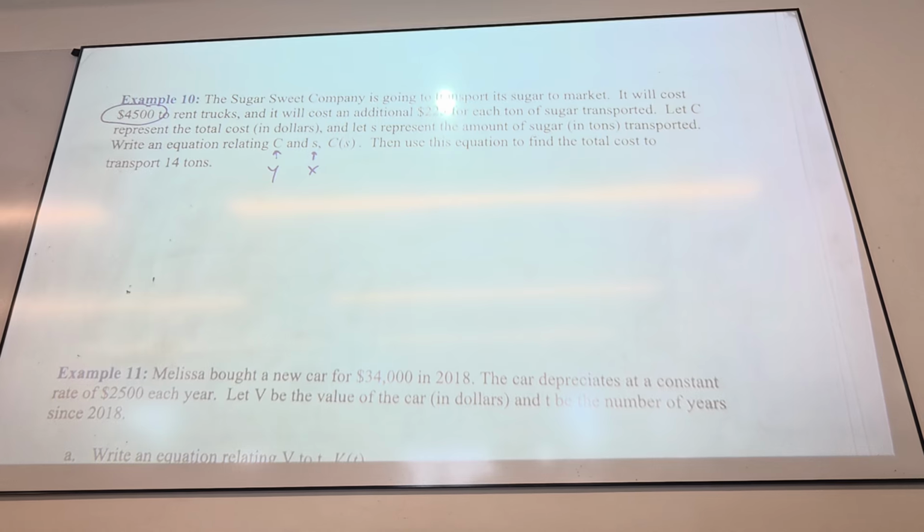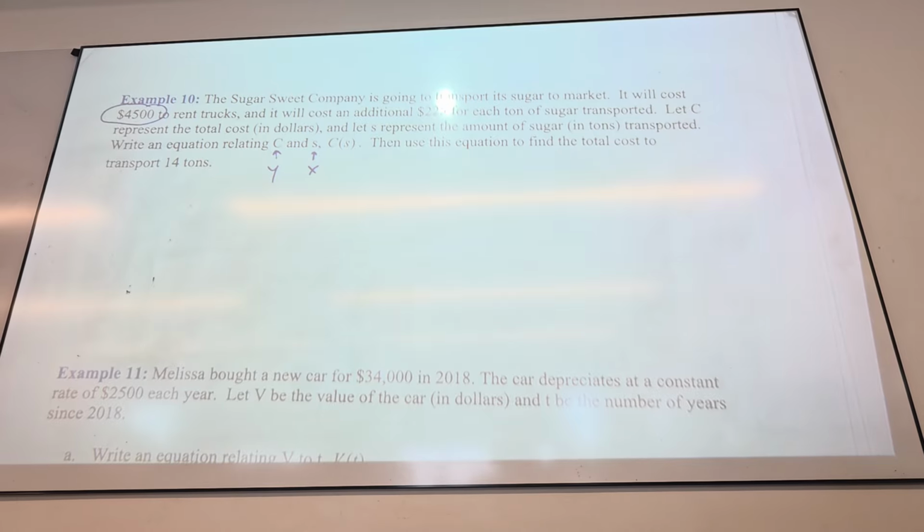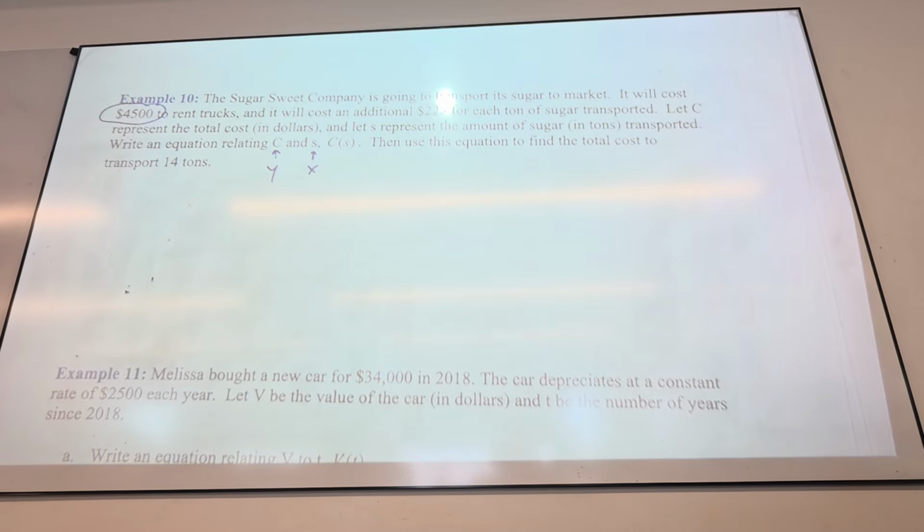Do you guys see how that's an average rate of change? That is $225 per ton of sugar. That is delta y over delta x. That's the slope. You guys see that? Very often, if I see the word per, I'm going to be really careful, but most of the time that's going to be my slope.